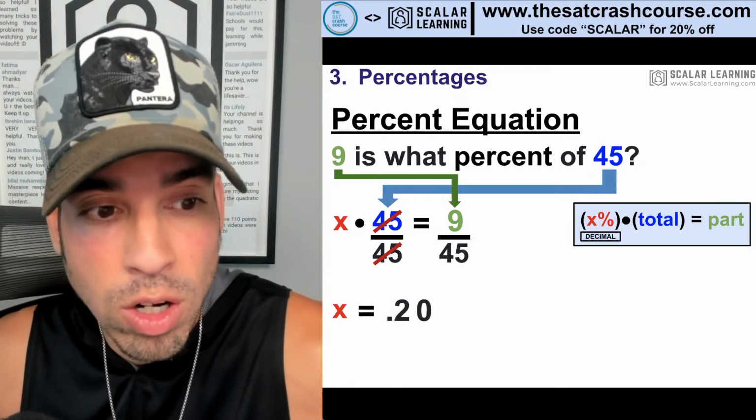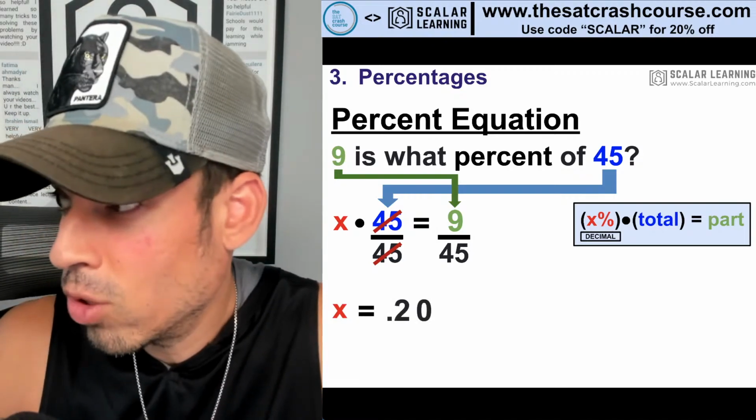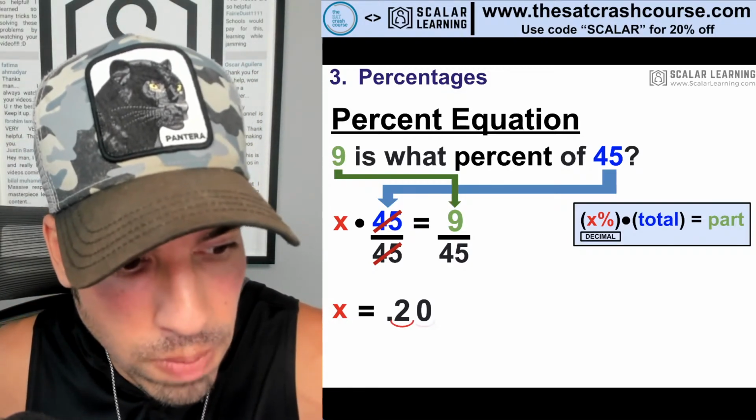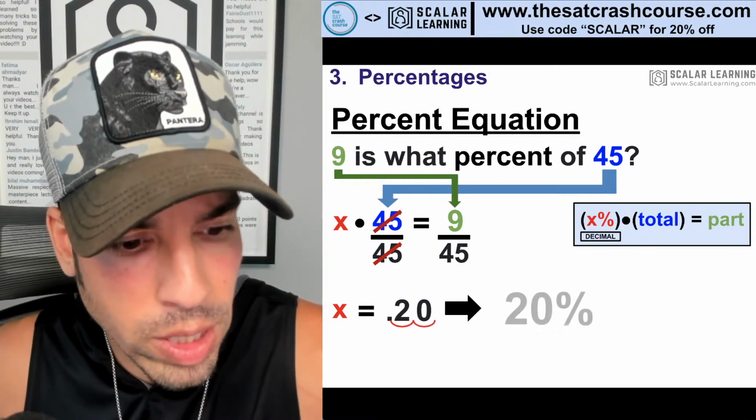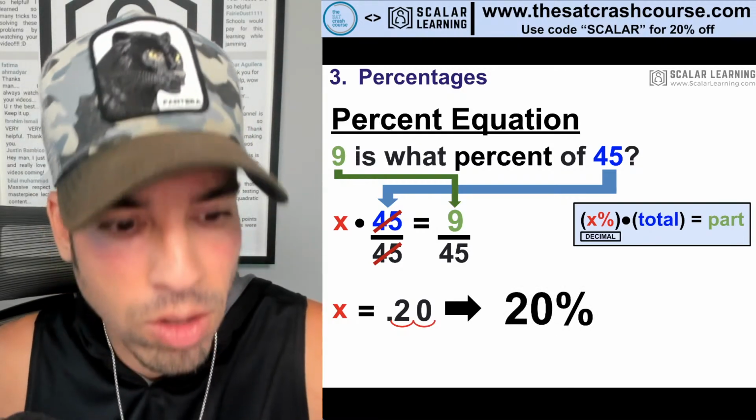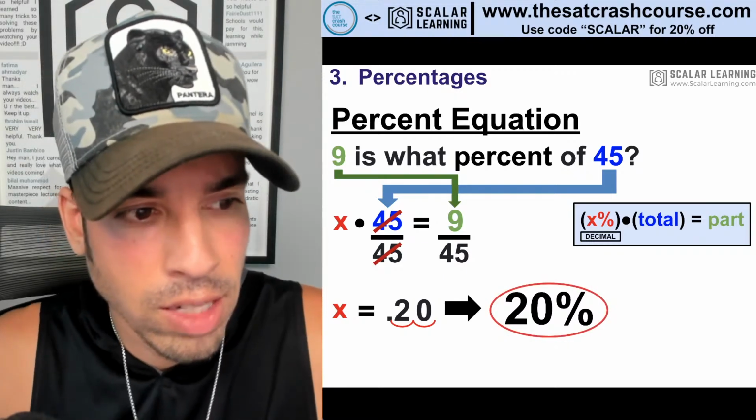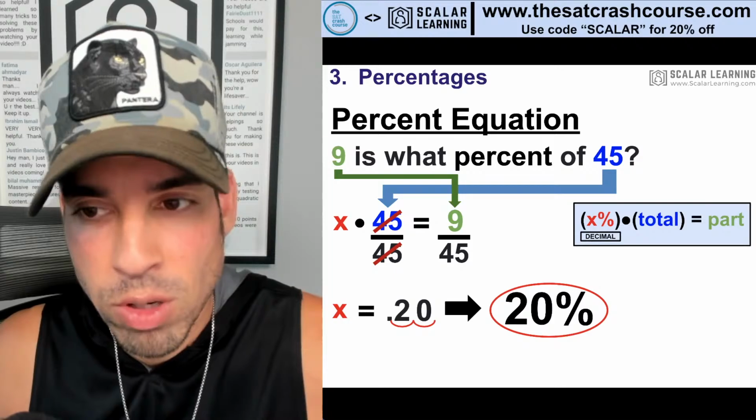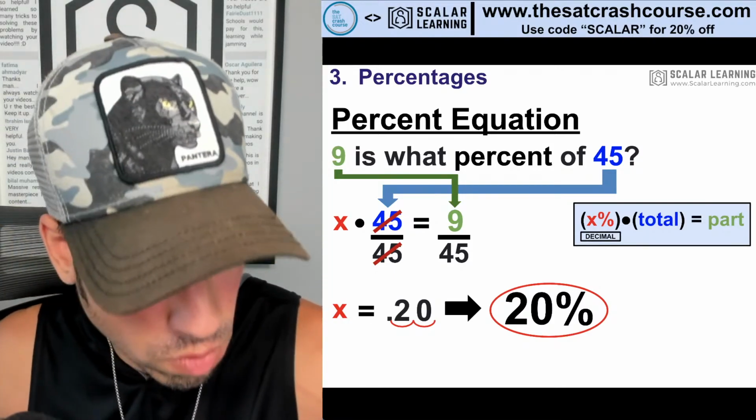But now I want to know what percent it is. Now I have to convert the decimal back to a percent. So I move the decimal 2 spots to the right. 1, 2, and we get 20%. Okay? So that's how you find an answer to something like this, where we're asking, hey, what is the percent of, 9 is what percent of 45, 10 is what percent of 200, and so on and so forth.